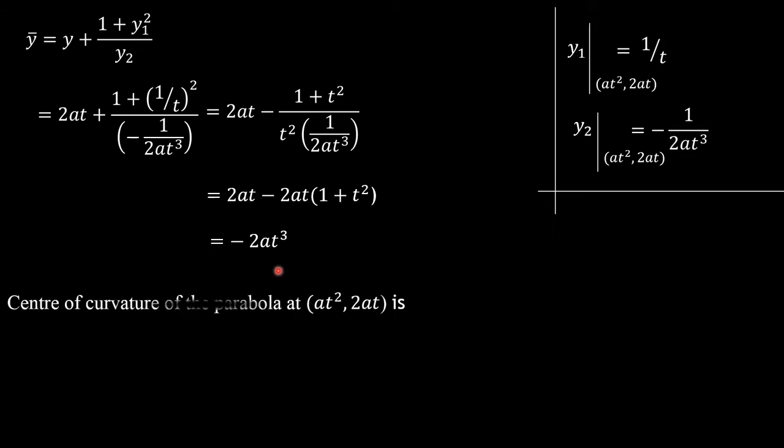Therefore, I can say that the center of curvature of the parabola, the given Cartesian curve, at at², 2at is (3at² + 2a, −2at³). That completes the problem.